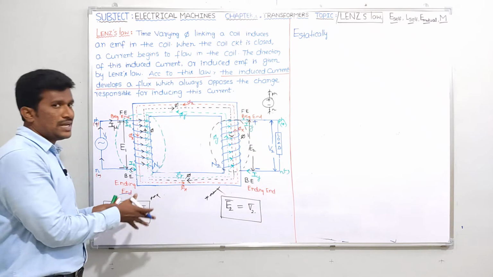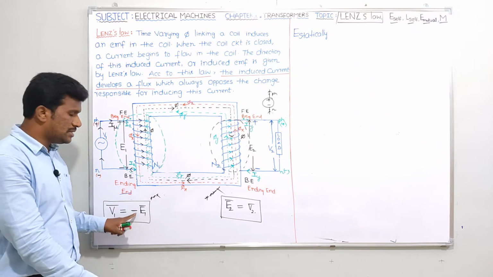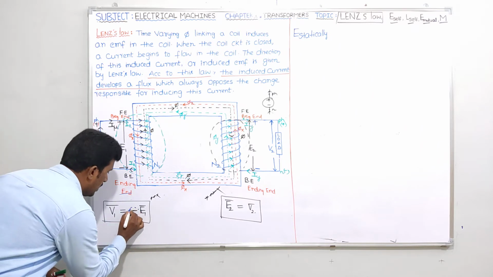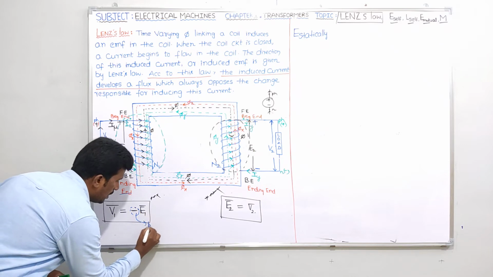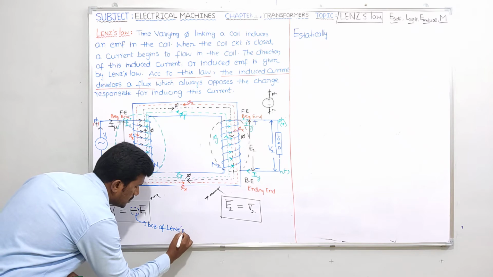Because here, what was the conclusion? The angle between V1 and E1 is 180 degrees. That 180 degrees is what this minus symbol indicates. This minus symbol is because of what? The minus symbol is because of Lenz law. If you are very comfortable with this discussion, that is okay.